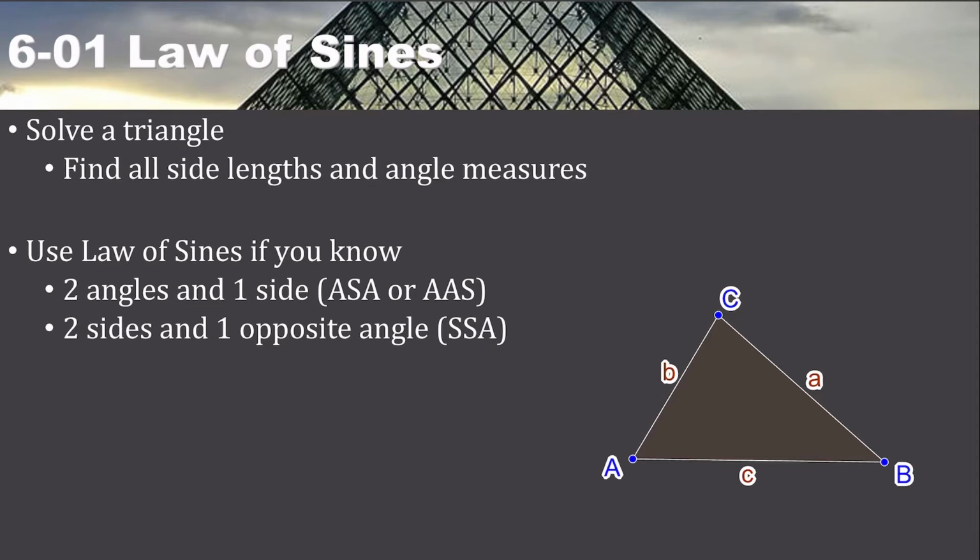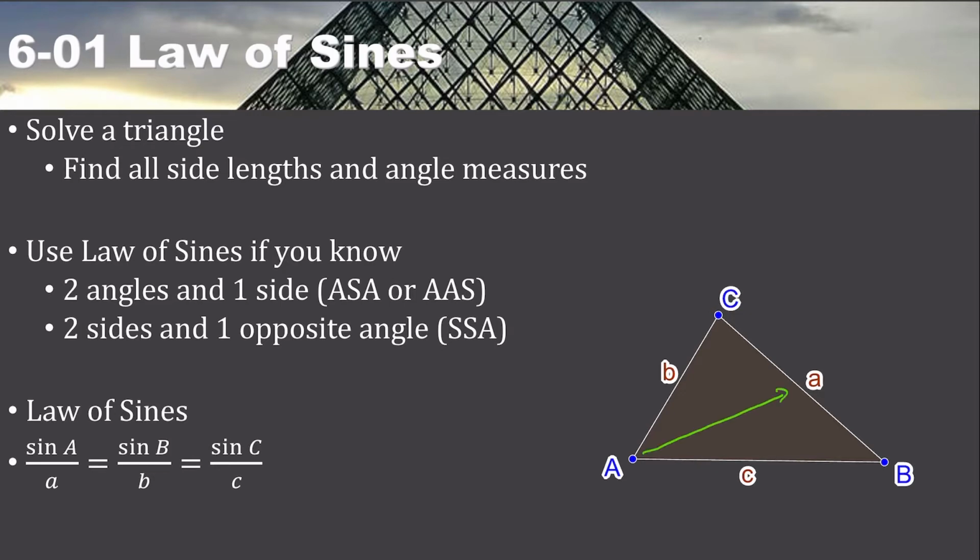If you remember geometry, SSA was not a congruence theorem. ASA and AAS were. SSA has some issues. The law of sines is sine of A over a equals sine of B over b equals sine of C over c. Notice in the picture that side a is opposite angle A, side b is opposite angle B, and side c is opposite angle C. So the side is a lowercase letter, and it's opposite the angle, which is the uppercase letter.